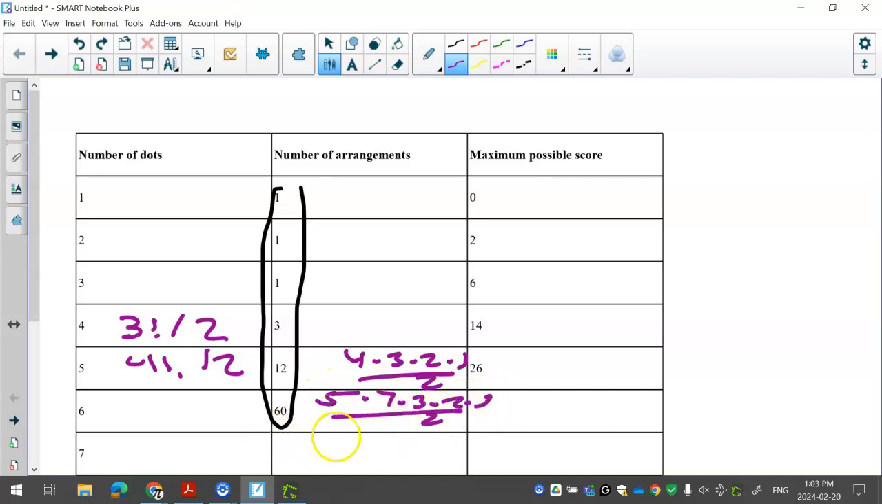over 2. And the next one would be 6 factorial, so 6 times 5 times 4 times 3 times 2 times 1 over 2. And that's how they're getting these numbers here. Hope that makes sense. That would be a very difficult one to try to figure out on your own. But that's how they got it.